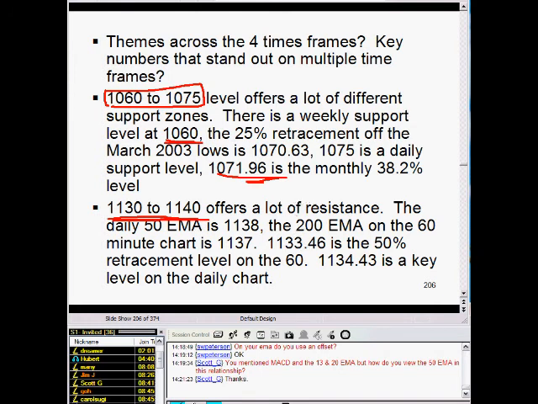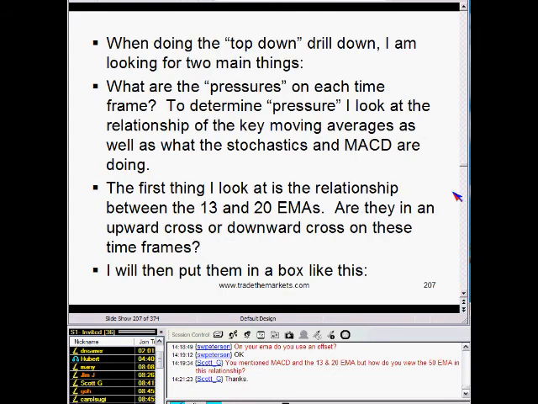And so you can just see by going through these different time frames, you can find areas of confluence and areas that basically everybody's going to be attracting prices towards. So here's the things that I'm looking at. What I like to do, by doing this top-down approach, is look for 2 main things.